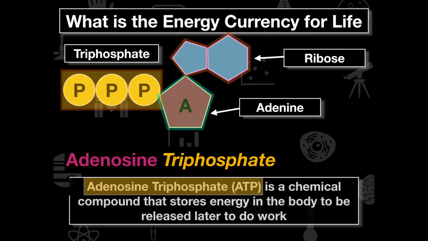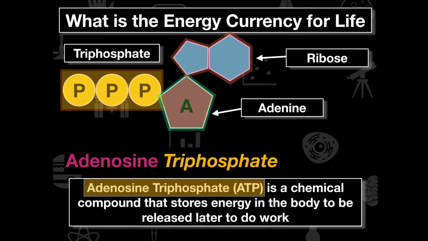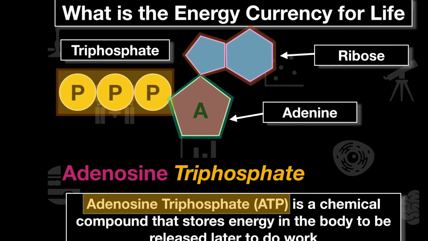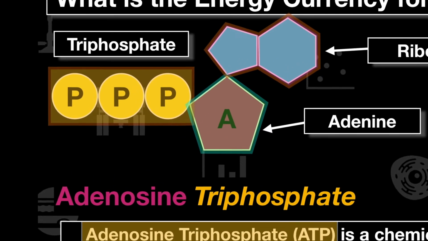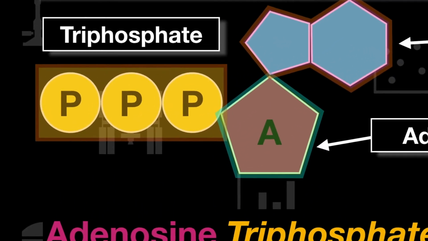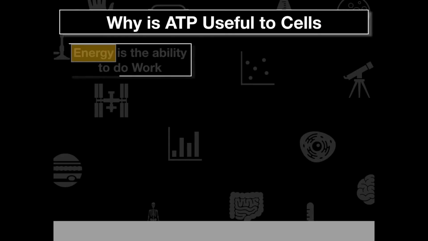Now, adenosine triphosphate is a chemical compound that's going to store energy in the body to be released later to do work. We've already talked about it a little bit, but it's crucial that we understand that ATP, or adenosine triphosphate, has three phosphates, and that is what is providing the energy for our body. So why is ATP useful to cells? Remember, energy is the ability to do work.